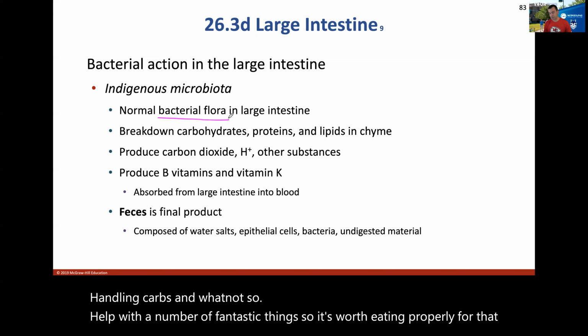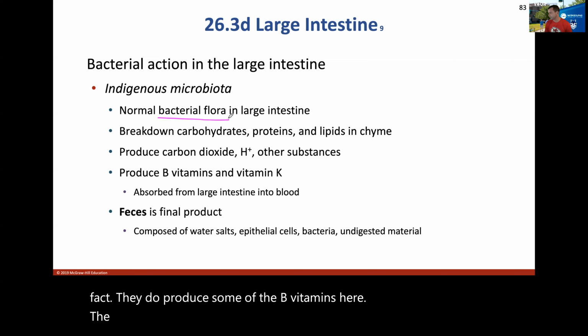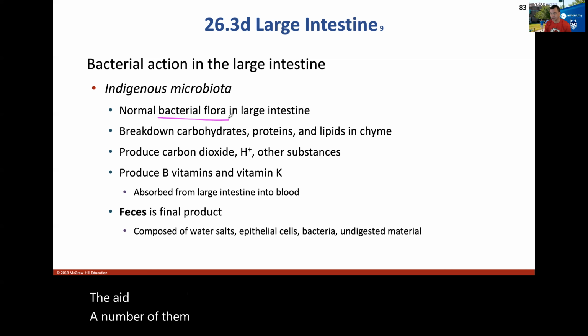They do produce some of the B vitamins here. They aid in a number of things. Come to nutrition class and we'll talk about it there. And the final part, feces.